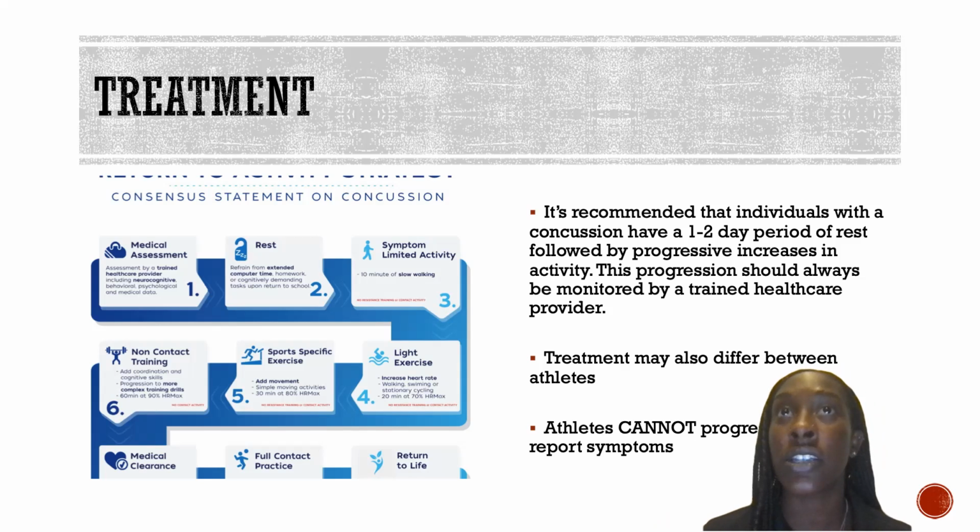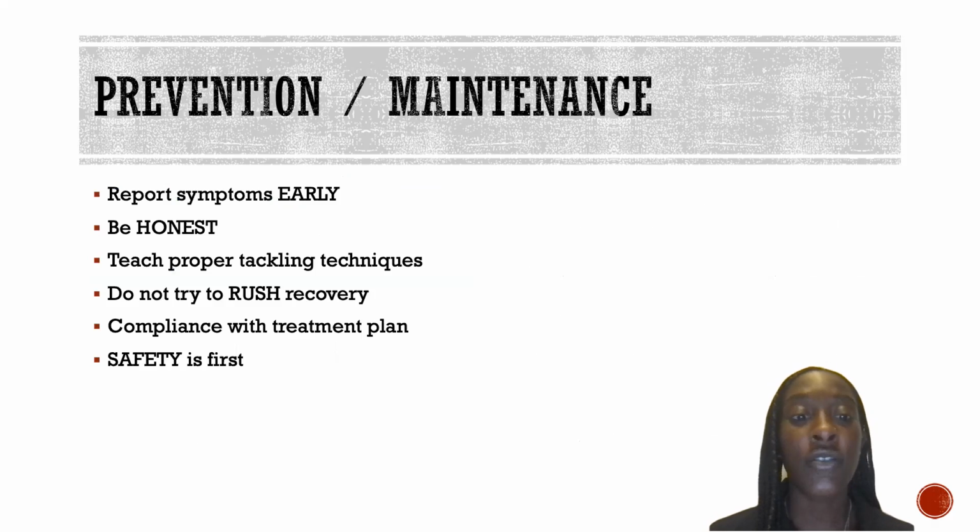And this is one of those things where the athlete matters. You have to make sure that you take into account the symptoms the athlete is presenting, because every treatment is not going to be the same. So prevention: always report your symptoms early, and make sure your athletes are honest. And when it comes to football, make sure that coaches and athletes are adhering to proper tackling techniques. That's a big one. And try not to rush recovery, whether it's a coach rushing you or the athlete rushing themselves.